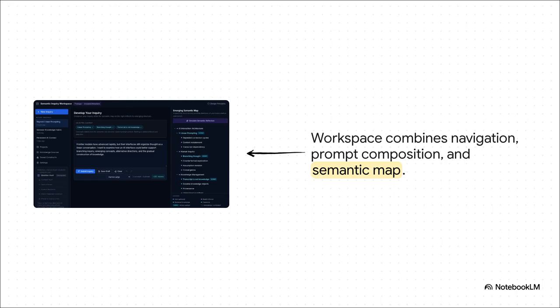To solve this, the Semantic Inquiry Workspace completely shifts our focus. It seamlessly combines navigation, your prompt composition area, and this really cool emerging semantic map on the right. Instead of a chronological chat history just dominating the screen, the developing inquiry itself becomes the central organizing structure.